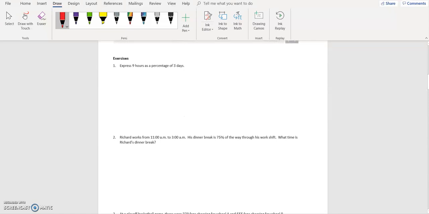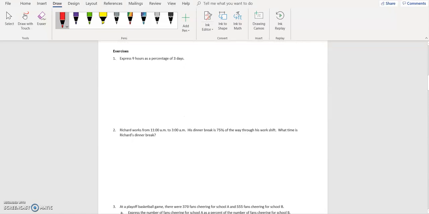Okay, exercise number 1. Express 9 hours as a percent of 3 days. First of all, I'm noticing I've got 9 hours and I've got 3 days. But I can't convert 9 hours into 3 days, so I need to convert my 3 days into a number of hours. So we're going to do 3 times 24 hours in a day, which gives me a total of 72 hours. So that's what we're going to actually work with. We need to make a conversion here first.